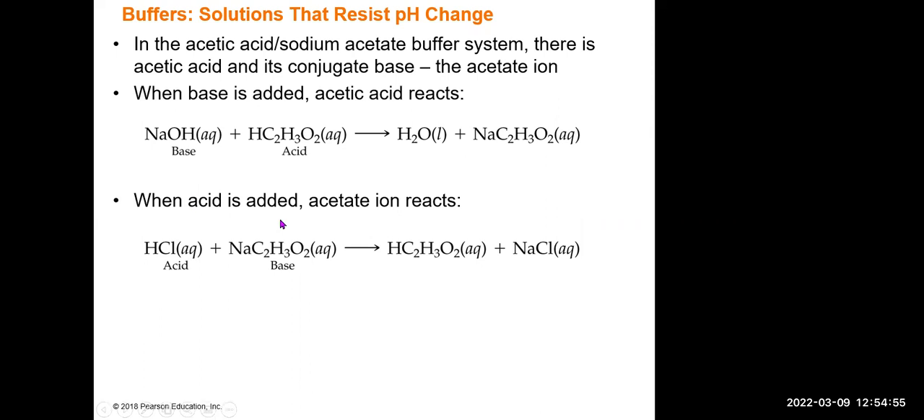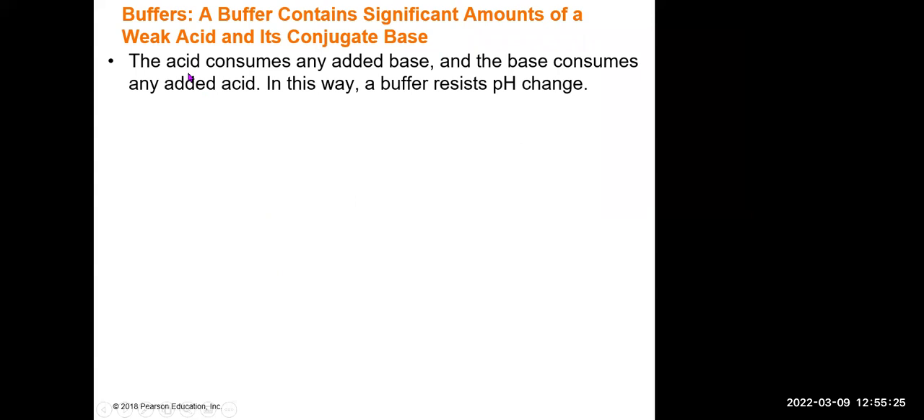So when acid is added, then the base in a buffer will neutralize the added acid. In our buffer, the base is the acetate. But we cannot only have acetate, so therefore we need the counter ion. Acetate is a negative ion, the counter ion is Na, Na plus, even though Na is just a spectator. So when you're adding a strong acid, this weak base turns the acid into a weak acid. So in that sense, the pH will not go down too much. The acid consumes any added base, the base consumes any added acid. In this way, the buffer resists the pH change.